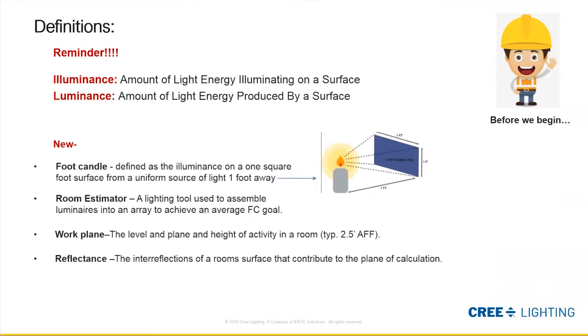The room estimator, this is a tool that we use within our AGI 32 software from Lighting Analysts. This helps us assemble luminaires into a rectangular array that achieves an average foot candle goal. We're going to be using this today as well.